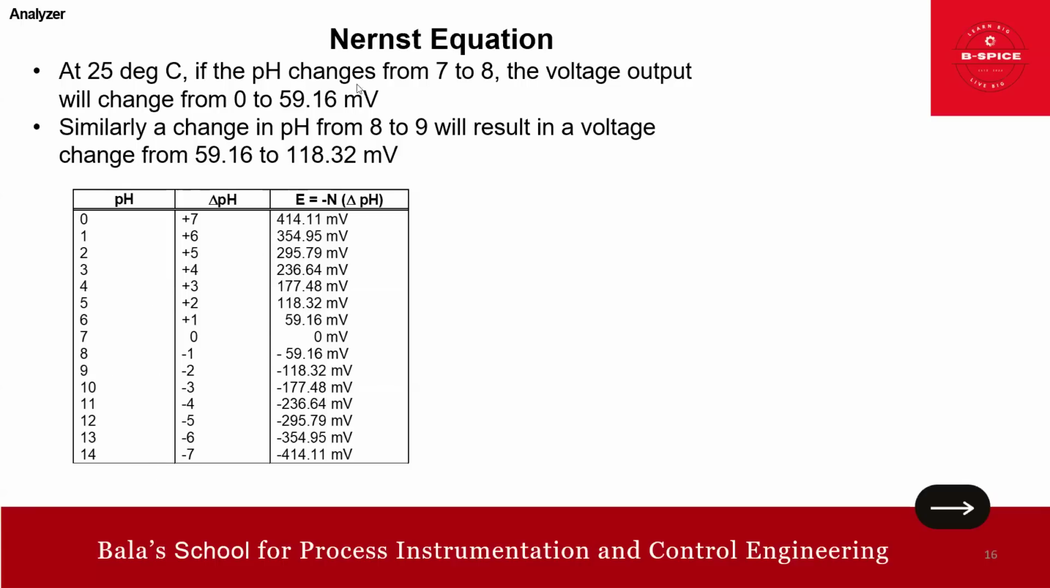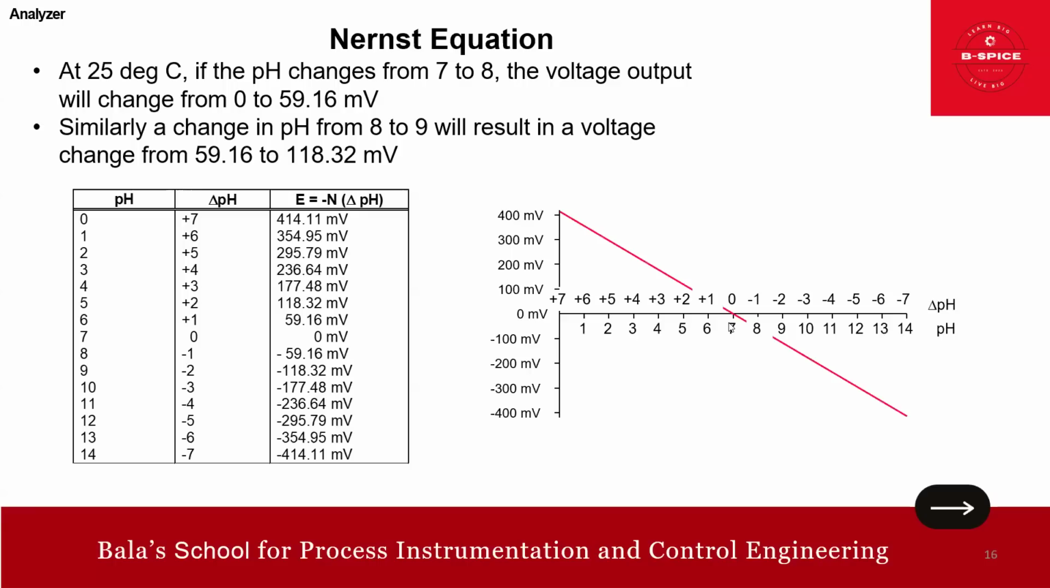If you see here, the pH changes from 7 to 8. There you can see it changes from 0 to 59.16. Either way, 7 to 8: here it is negative, here it is positive. Okay, friends. Similarly, a change in pH from 8 to 9, you see, goes from 59 to 118. So this is how it works actually. Right, friends? So with this voltage, we can read the pH. Got it? Right. So this is a typical graph.